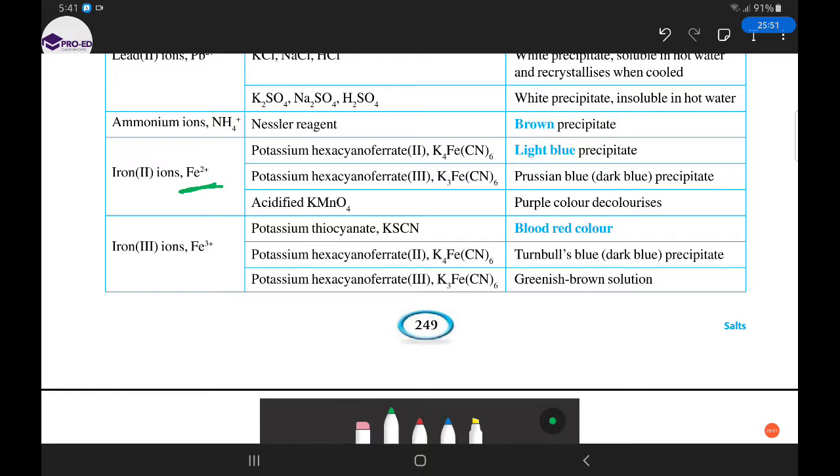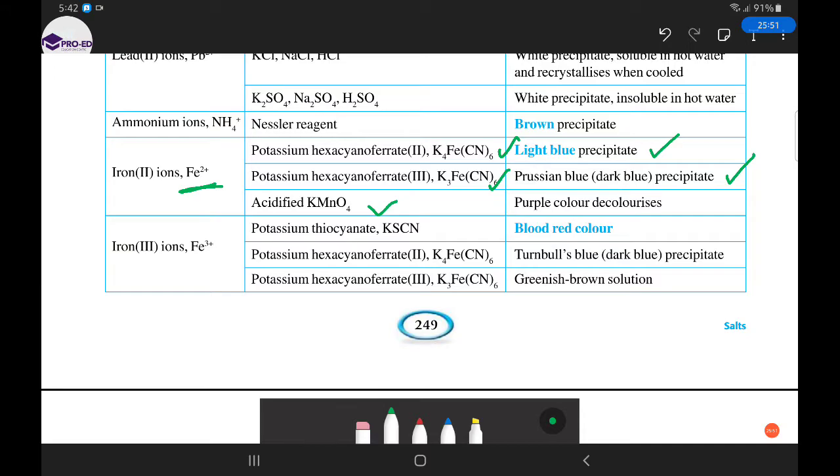So I can choose between 3 reagents. Potassium hexacyanoferrate(II), then potassium hexacyanoferrate(III), and we've not gone through this yet up there in the wordings, but we will go there eventually. You can even add acidified potassium manganate(VII) solution. It's very simple. If you're using potassium hexacyanoferrate(II) and it mixes with the iron(II) ions, it'll form a light blue precipitate. If you add potassium hexacyanoferrate(III) that reacts with the iron(II) ions, it'll form a dark blue or Prussian blue precipitate.